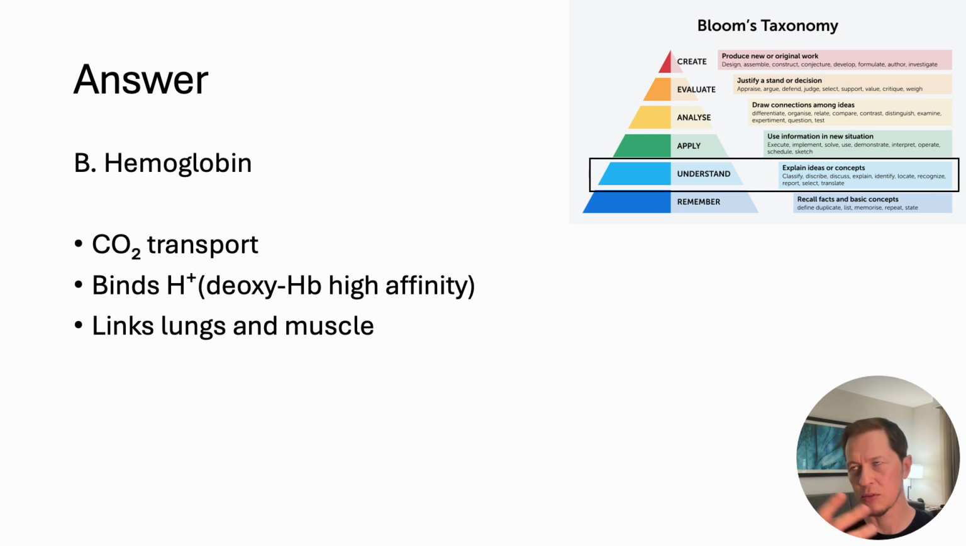A fun fact: hemoglobin contributes about 50 to 60% of the total buffering capacity of the whole blood. So it is really acting as a nice sink or sponge for hydrogen ions. Deoxygenated hemoglobin, or deoxy-Hb, has a very high affinity for hydrogen ions, which is why buffering works best in the capillaries of tissues.